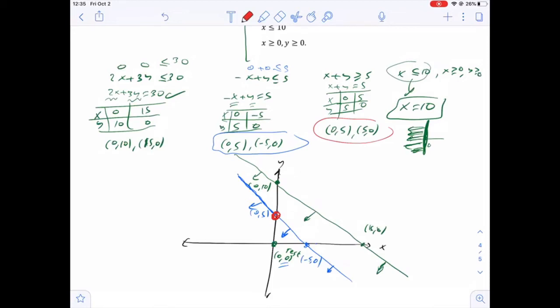Okay, I made a mistake. So let me back up here. I made a mistake. Sorry about that. The mistake was how to graph the second inequality. Negative 5, 0 is here, not on the right hand side.